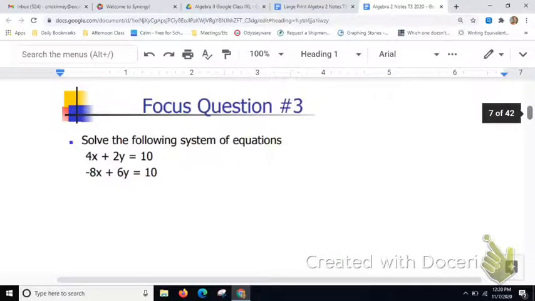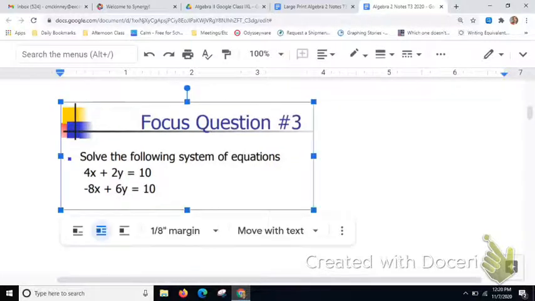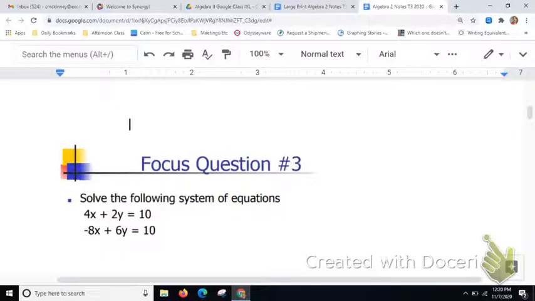All right, so focus question 3, go ahead and give that a try, and then I'm going to work it out. You might pause me. I'm going to work it out one way, and then just know that if you did it the other way, we should still come out with the same final answers. So please feel free to pause the video and try it yourself.